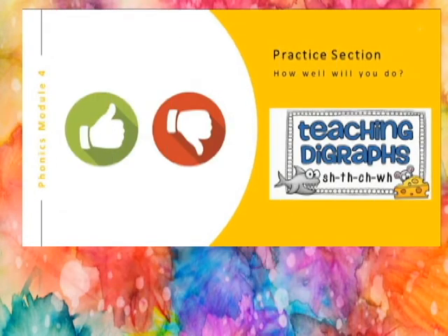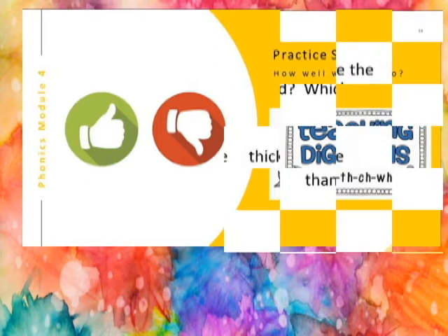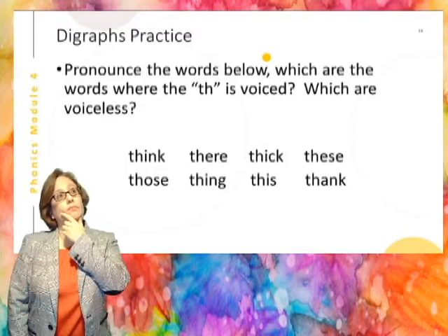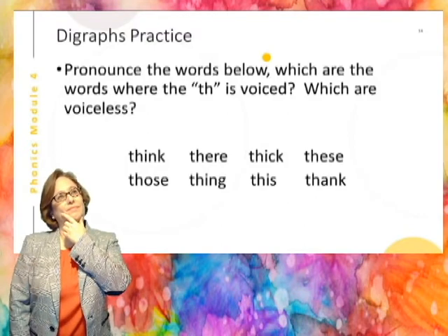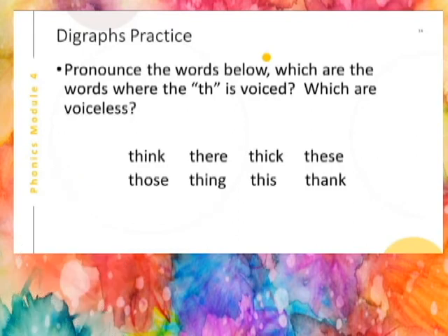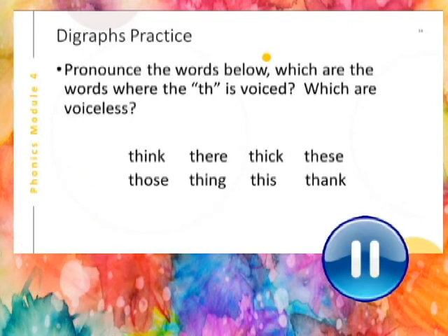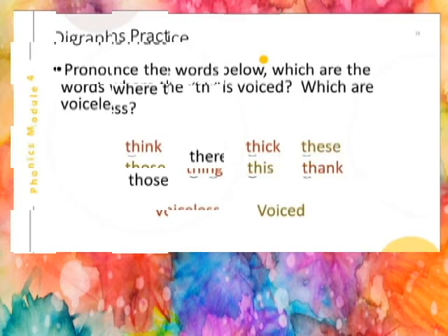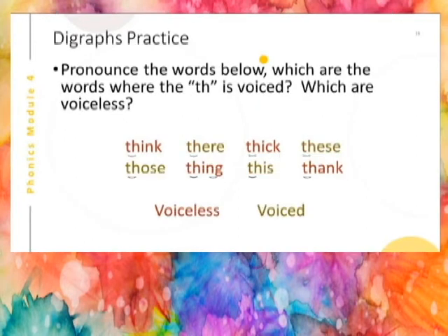Let's practice what we learned about digraphs. Pronounce the words below. Which are the words where the TH is voiced? Which are the words that are voiceless? The words that are voiced are there, these, those, and this. The voiceless words are think, thick, thing, and thank.